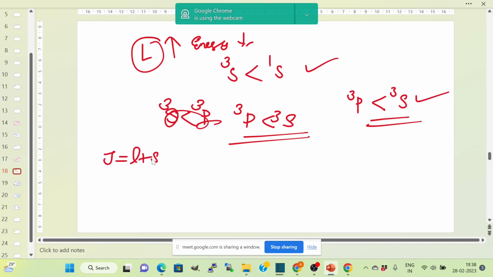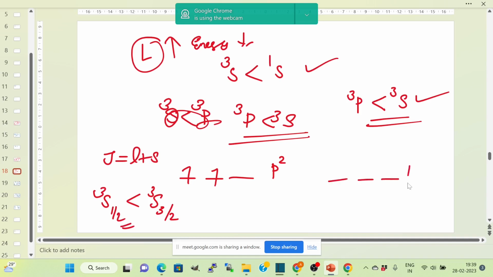The J value, as I said, is L plus S. So whenever I have a half filled or less than half filled state, for example P2, which is less than half filled, in this case we will take the lowest value of J. For example, 3S 1 by 2, 3S 3 by 2, and so on. If my orbitals are less than half filled, then the lowest value of J will have the lowest energy, because 1 by 2 is much lower than 3 by 2. So whenever my orbitals are less than half filled, the lower value of J will have more stability.